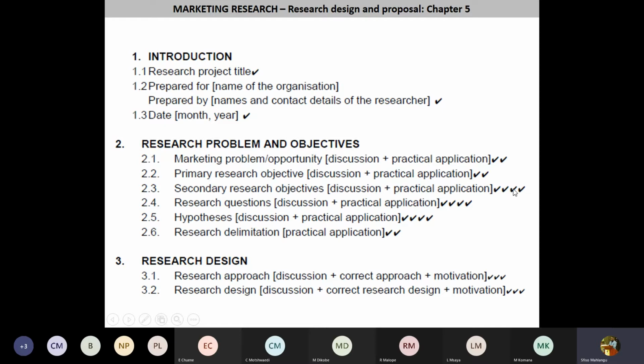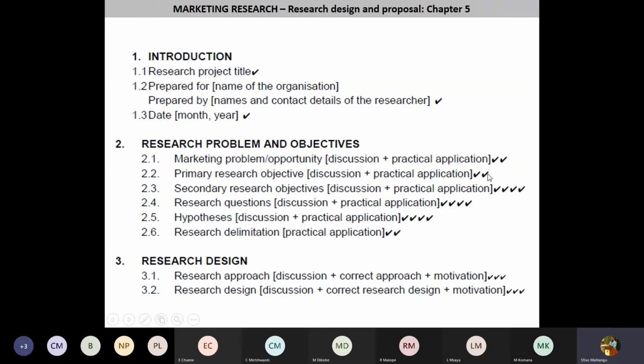So you can see here we've got 4 ticks, and then that means that under secondary research objective, I will discuss that. For example, the discussion is in the textbook, and we've discussed secondary research objective. Those are specific aspects that the researcher wants to investigate within the main framework. And then practical application, you can see now, we already have 1 mark, so the other 3 marks are for practical application. So this can guide you that I need to provide 3 secondary research objectives.